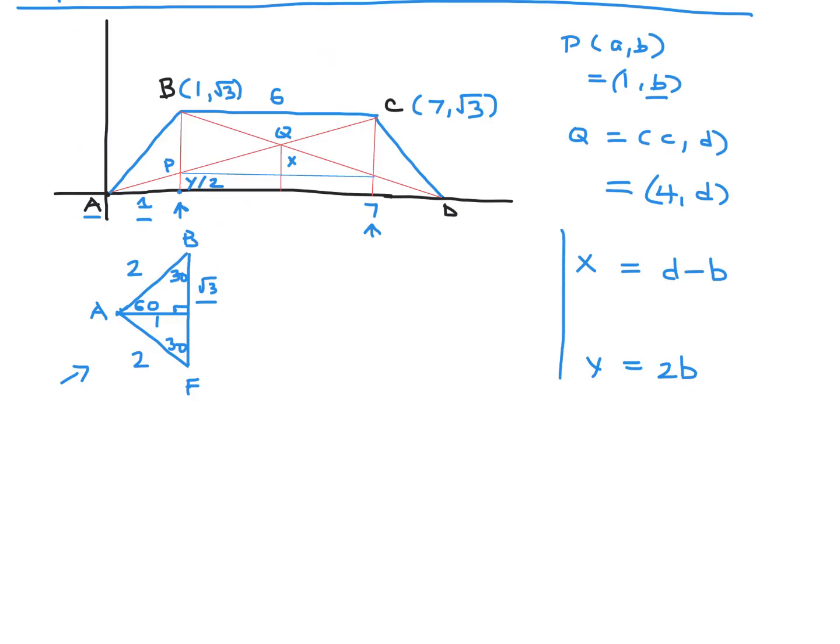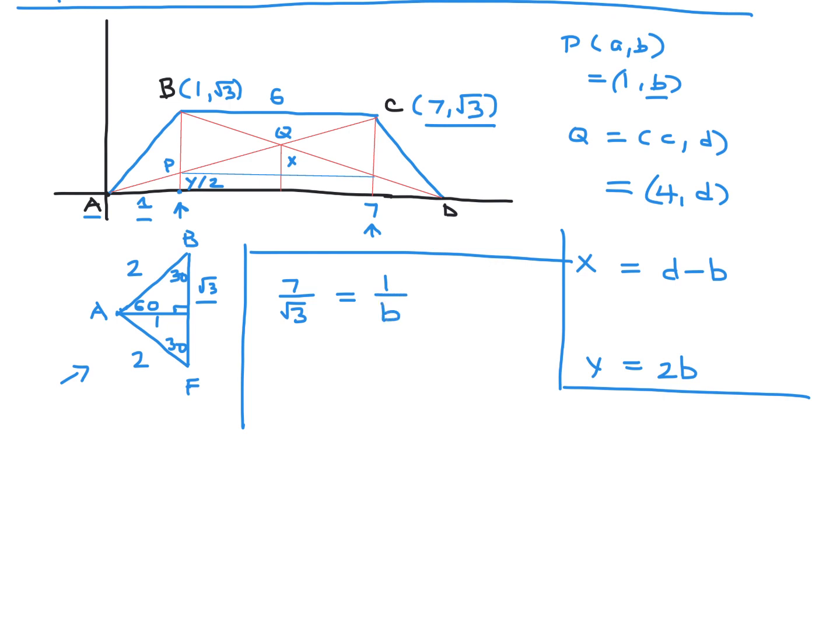Okay, so I think this is workable here. So let's go through with this. How we're going to figure this out is with similar triangles. So for example, if we compare this triangle to this other triangle, it would be 7 over root 3 is the same as the coordinates of P would be 1 over B. So we're comparing the big triangle to the little triangle, and when we solve for this, you get B is equal to root 3 over 7.